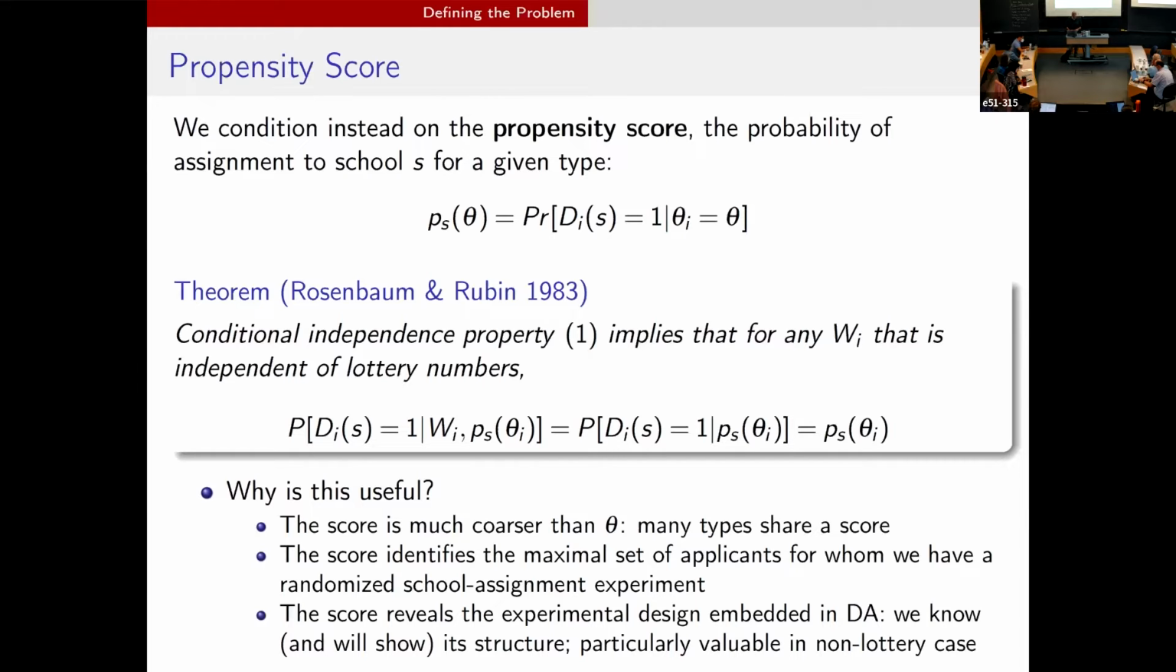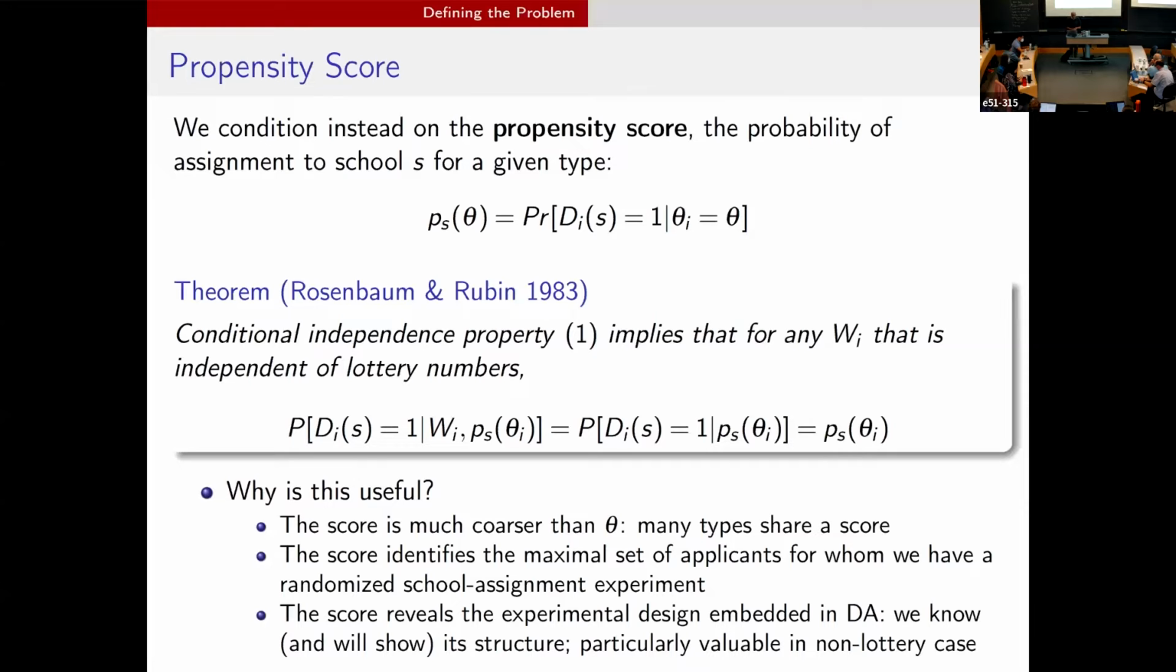A second reason this is useful is when we can compute the propensity score, we're going to find the largest set of applicants who face a randomized school assignment experiment. Okay, so anyone who has a propensity score that's non-degenerate. So if your score is 0, that means you are not going to get into the school no matter what. Okay, if your score is 1, you're always going to get into the school. So there's no randomization in those two extreme cases. Those are the cases that we would call degenerate. So if I look at the values of the score that are in between 0 and 1, I have individuals who face some risk of getting assigned to a school.